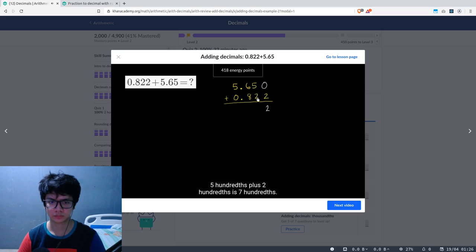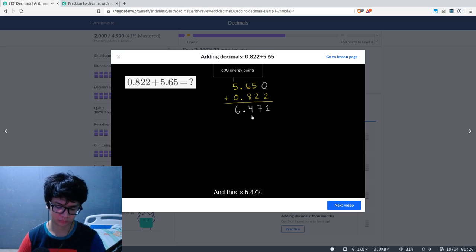5 hundredths plus 2 hundredths is 7 hundredths. 6 tenths plus 8 tenths is 14 tenths. Well, 14 tenths is the same thing as 4 tenths and 1 one. Another way of thinking about it is you're carrying the 1. But really what you're saying is, this is 14 tenths. I could write that as 4 tenths and 1 in the ones place. And then you have 1 plus 5 is 6. And of course, you cannot forget the decimal. The decimal goes right there, and this is 6.472.